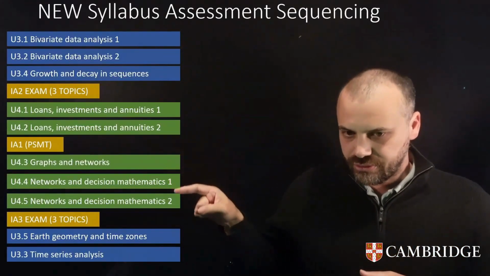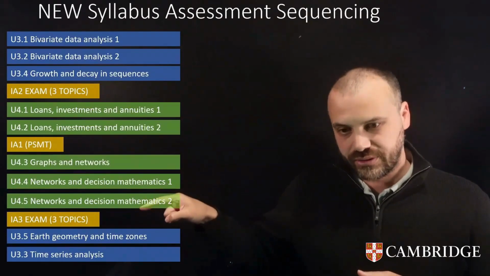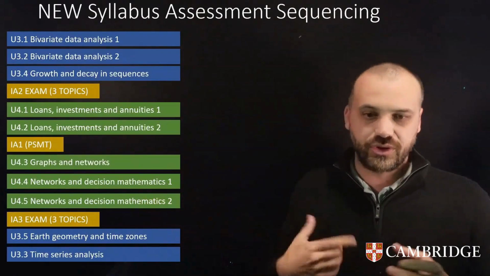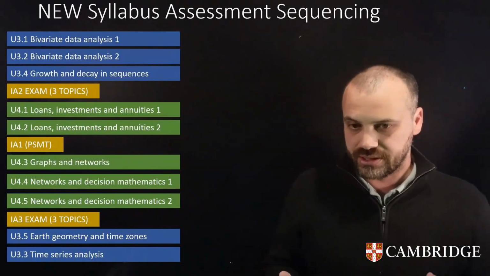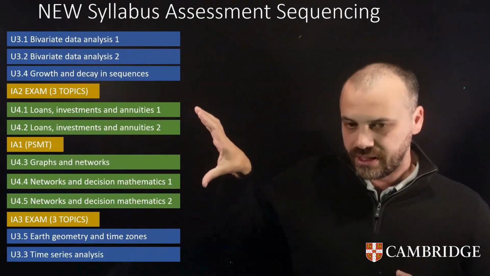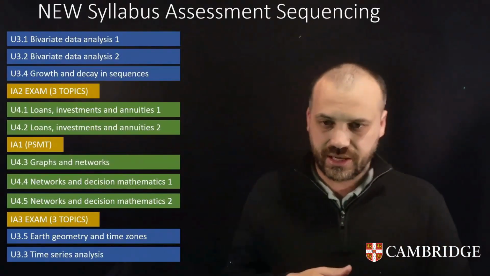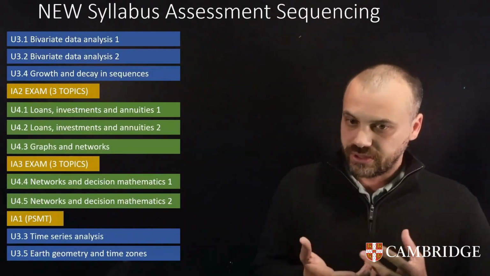And then you can do the rest of the 3 topics from Unit 4, and then do your IA3, and then you can finish with Earth geometry and time series analysis. So breaking up Unit 3 here and here, and then 2 assessments on Unit 4. Very, very different to our current setup. What else could we do? We could do something like this.